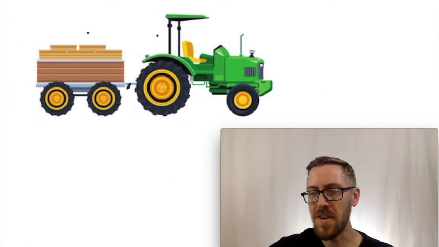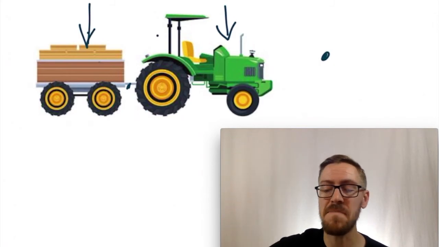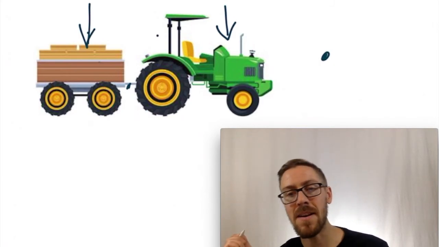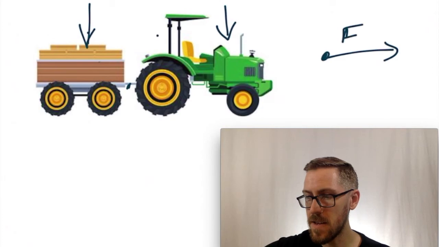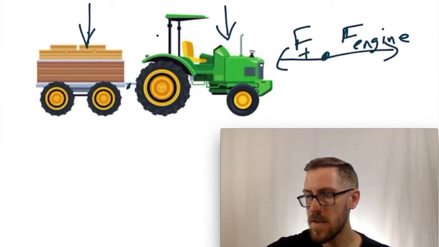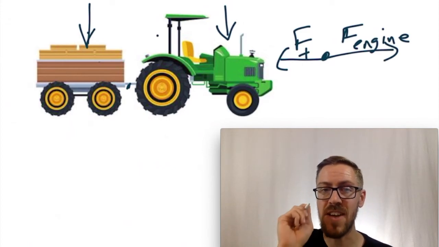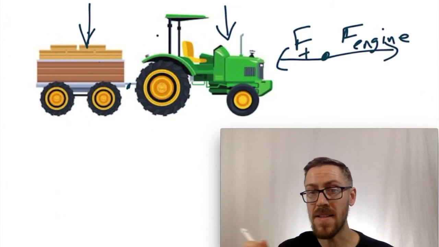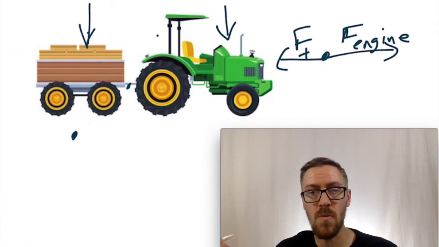And here's why. When they're accelerating, the forces on the individual objects are not equal, like we've already said. If the tractor is gaining speed, that means that the net force has to be bigger this way, which means that the force of the engine has to be bigger than the force of the trailer. So the forces on the individual object, the tractor, are not balanced. Same thing with the trailer. The trailer has to have unbalanced forces or it wouldn't be changing speed.